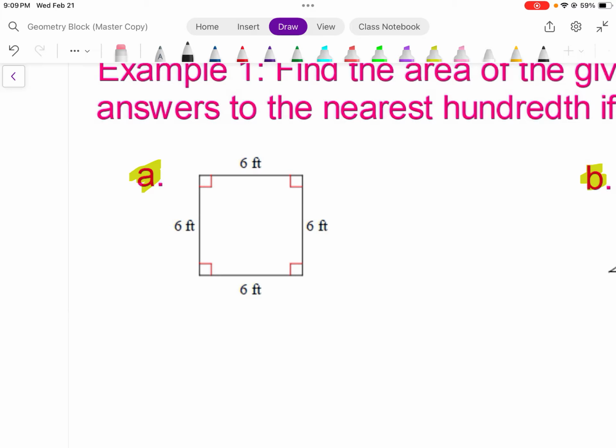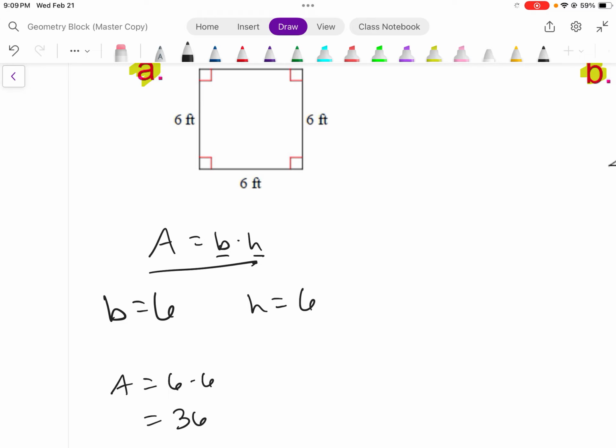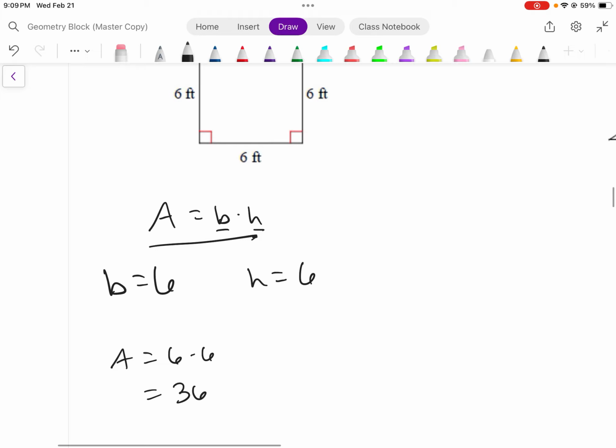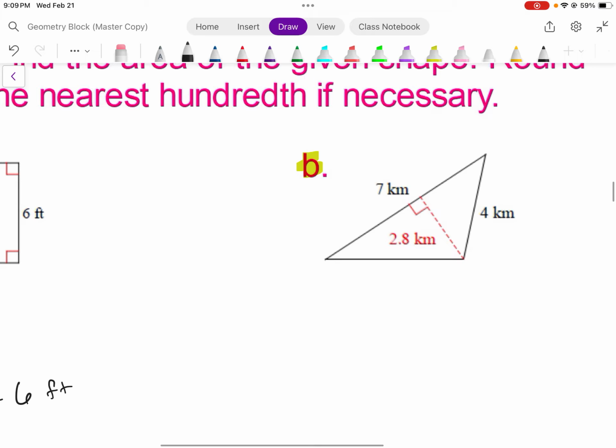So here we got a square, which is a type of rectangle. Remember, a square is more specific. Base times height. I want us to get in the habit of writing the formula. We need to know base, we need to know height. Base is 6, height is 6, so area is equal to 6 times 6, or 36. The other thing we need to get good at this unit is units. Feet times feet gives me square feet. So my area of that square is 36 square feet.